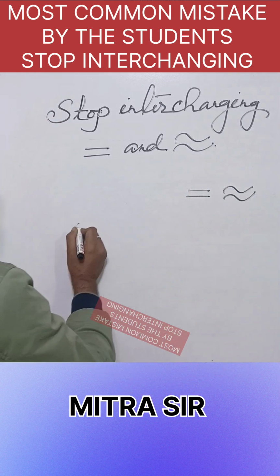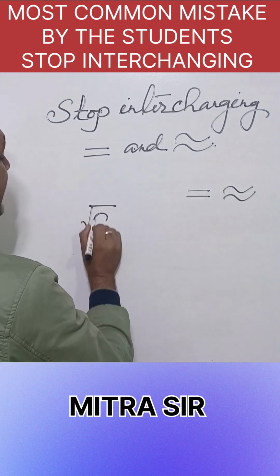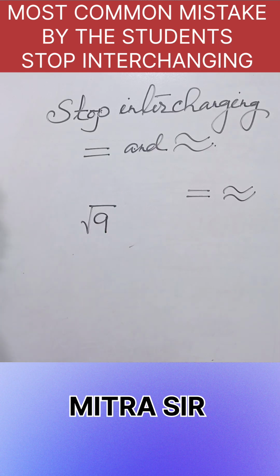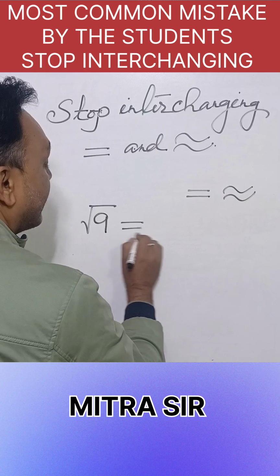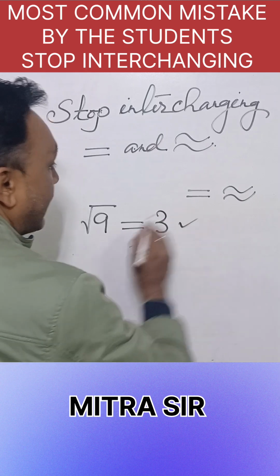If I take the square root of 9, as we know, the square root of 9 is 3, so we can write equal to here. This is the appropriate sign.